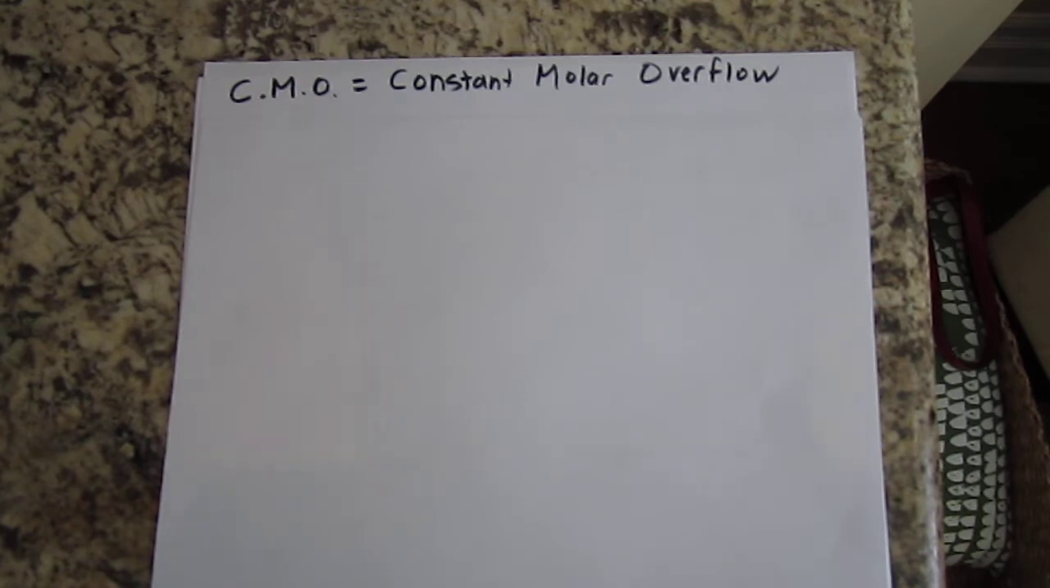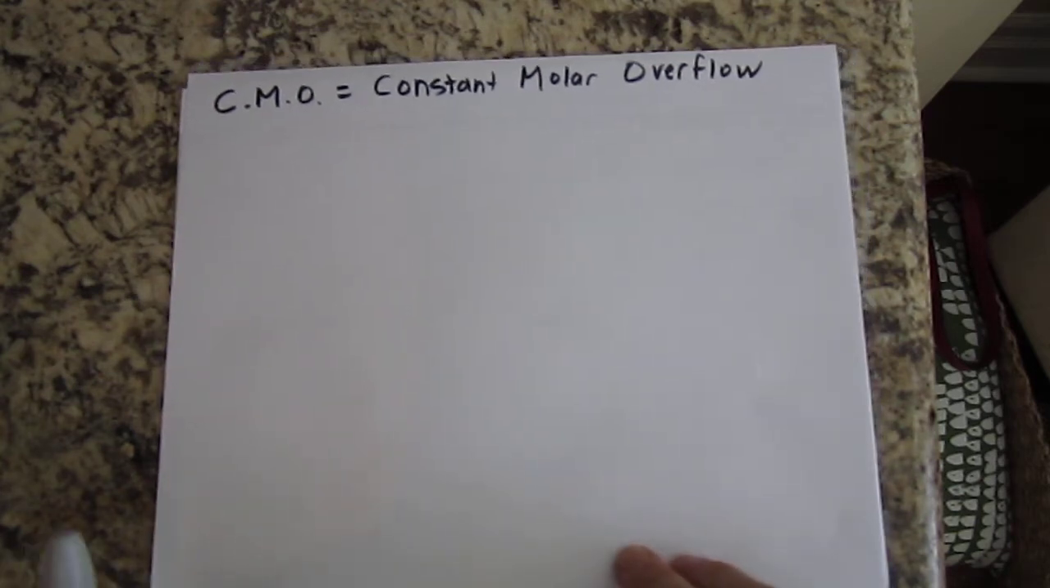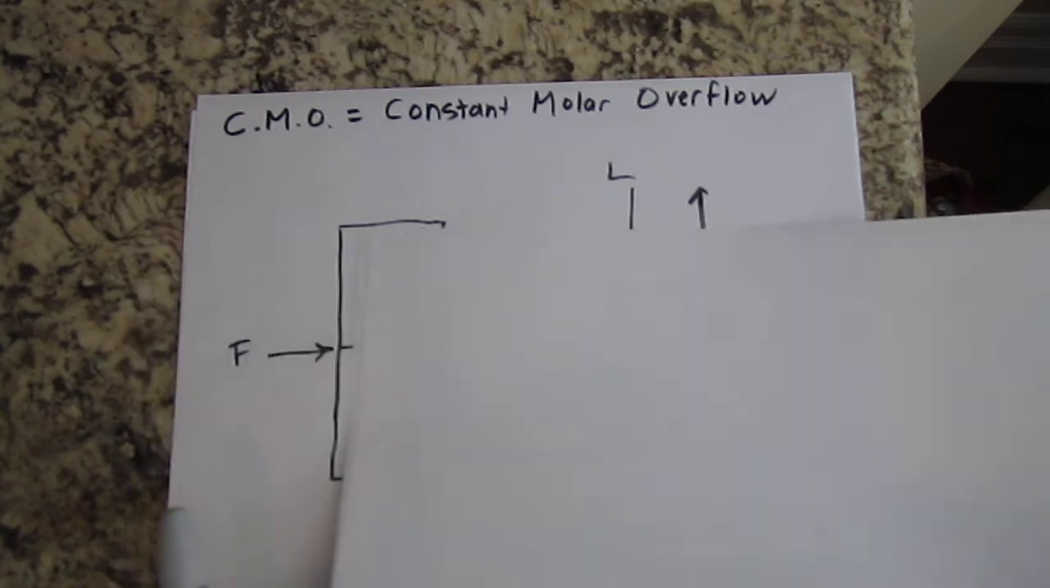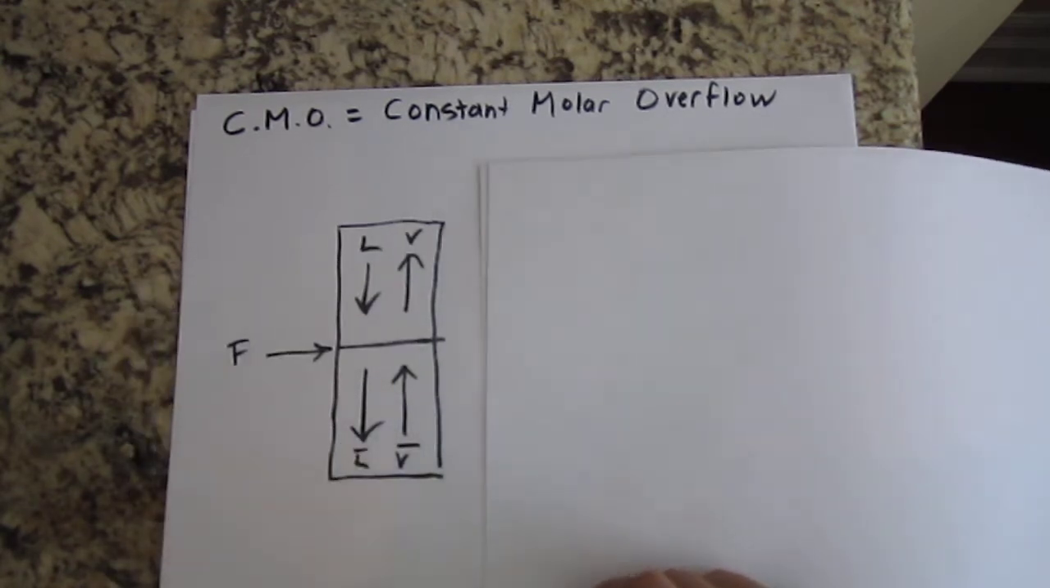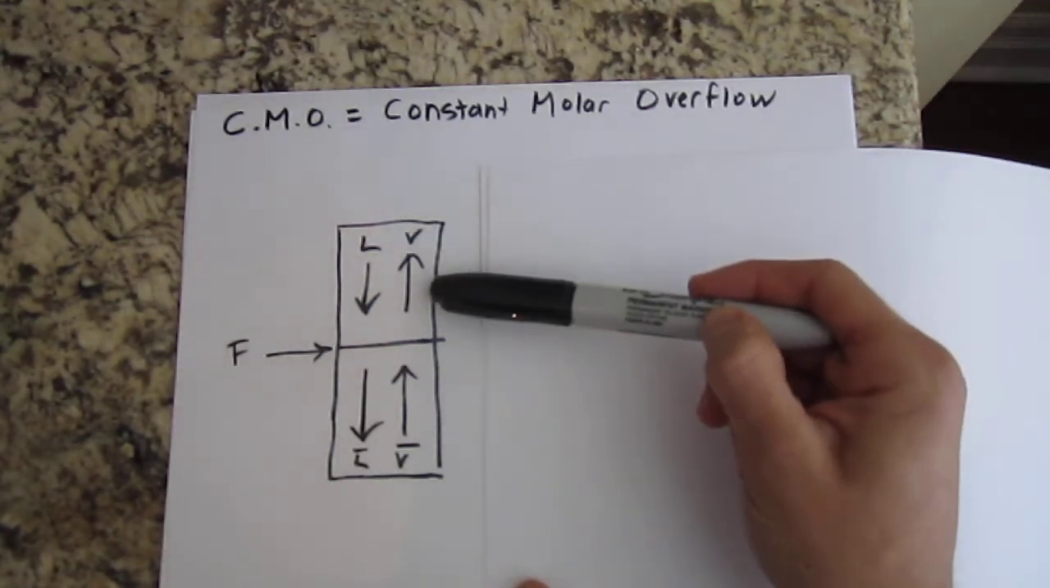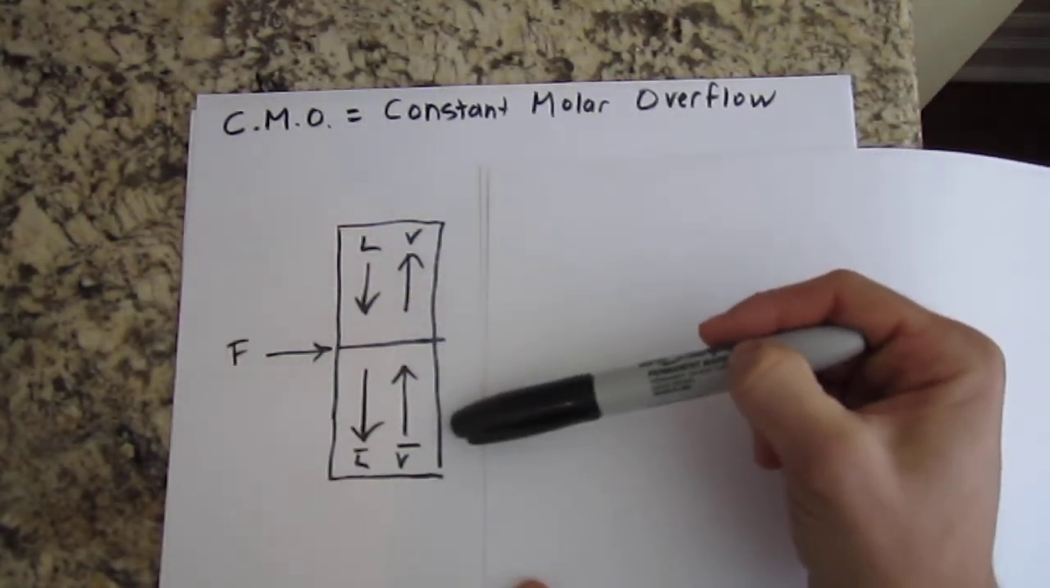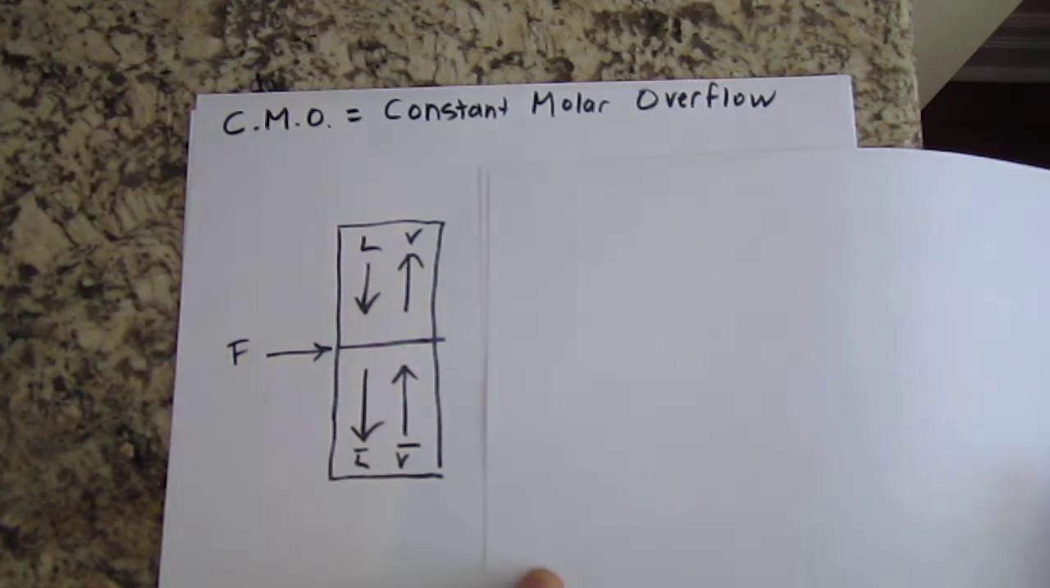So it's a simplifying assumption, and what it means is that the molar flow rates for the vapor and the liquid are the same at each stage in the column as long as you're in the same section. So that's why you're able to draw the column like this, where in the rectifying section you have L and V, which are constant, and in the stripping section you have L bar and V bar, and F coming in at the feed stage.